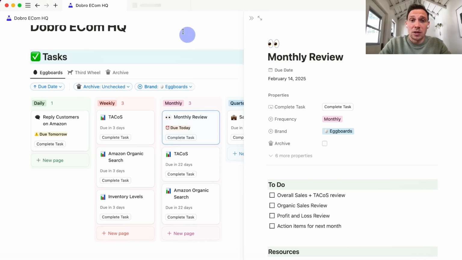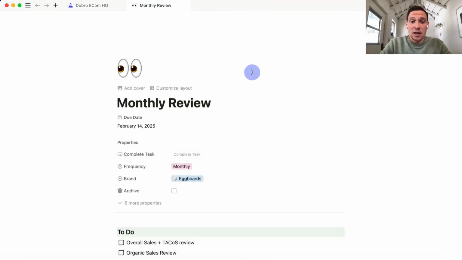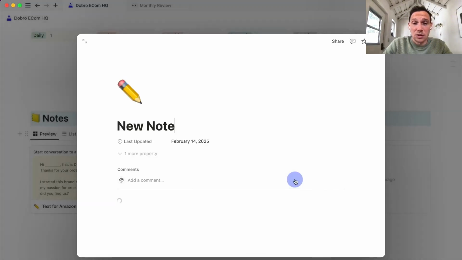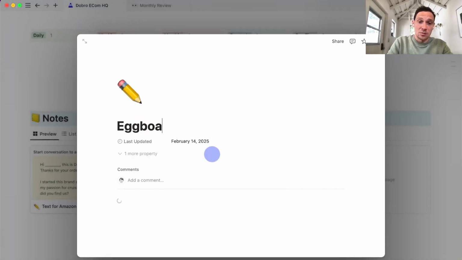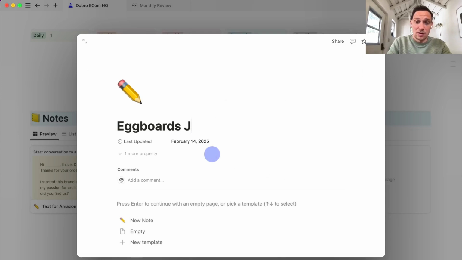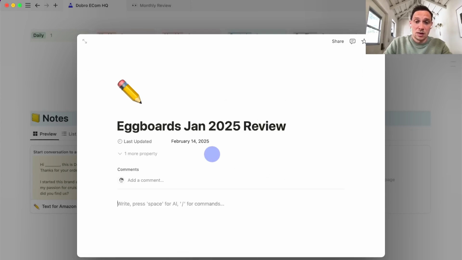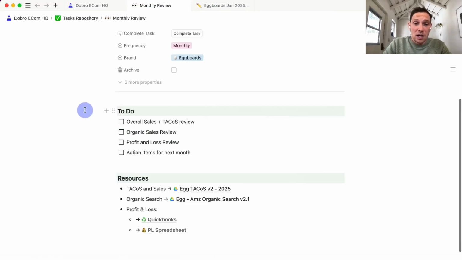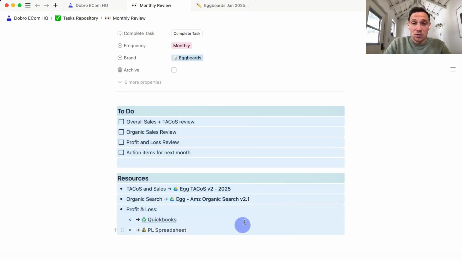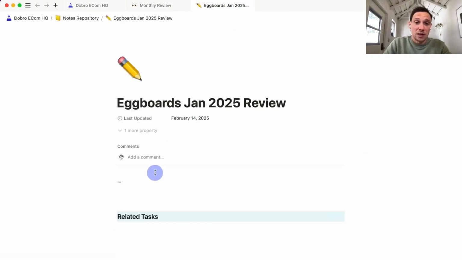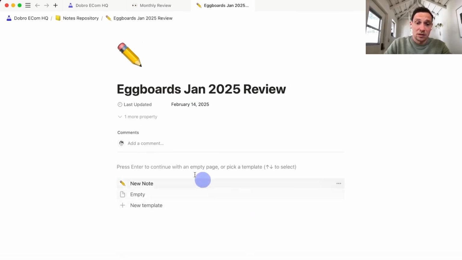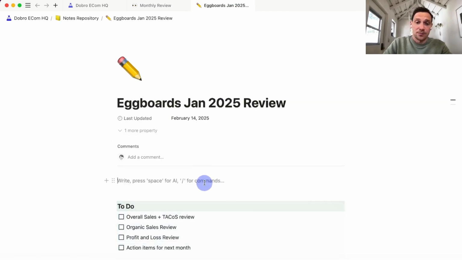I'm going to open it on a new page. And the other thing that I'm going to do is open a new note that is going to be called Eggboards January 25 review. And I'm going to open this one also on a new page. In the task, the monthly review, I have some to-dos and some resources that are replicated every time. And I'm going to add them directly to this.